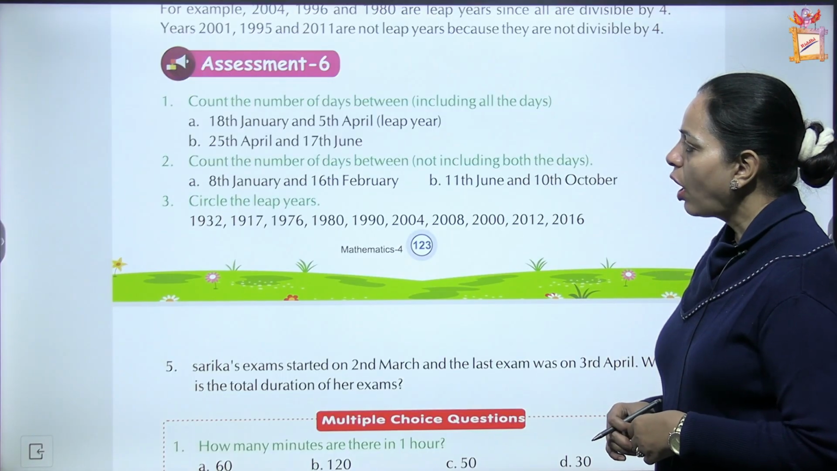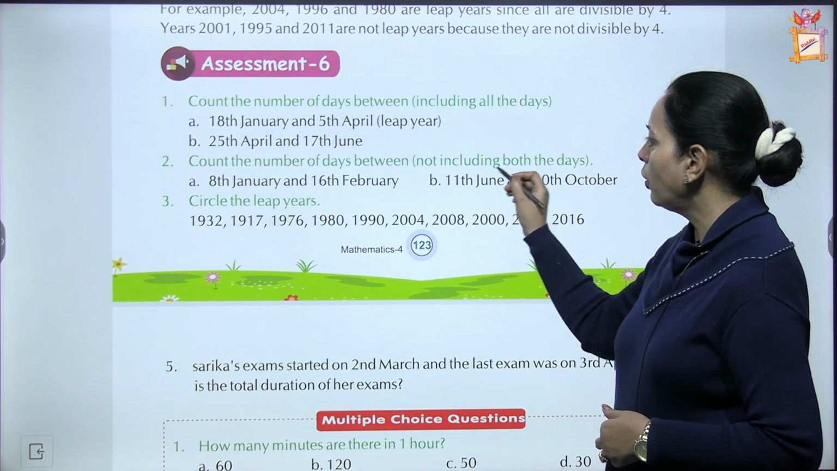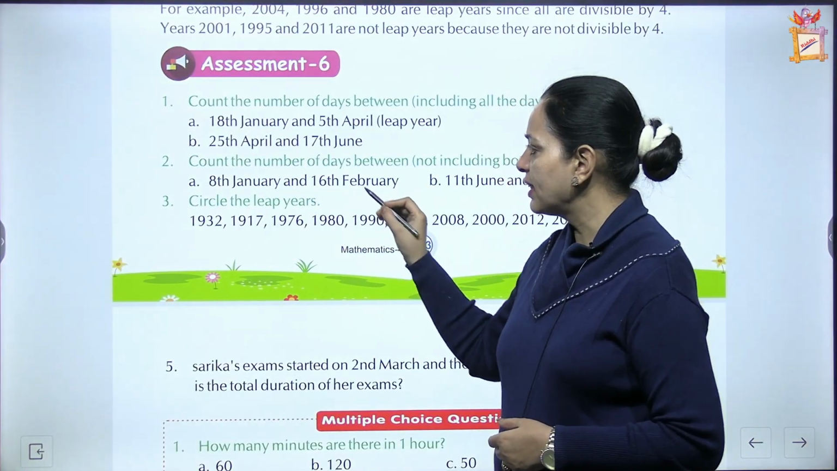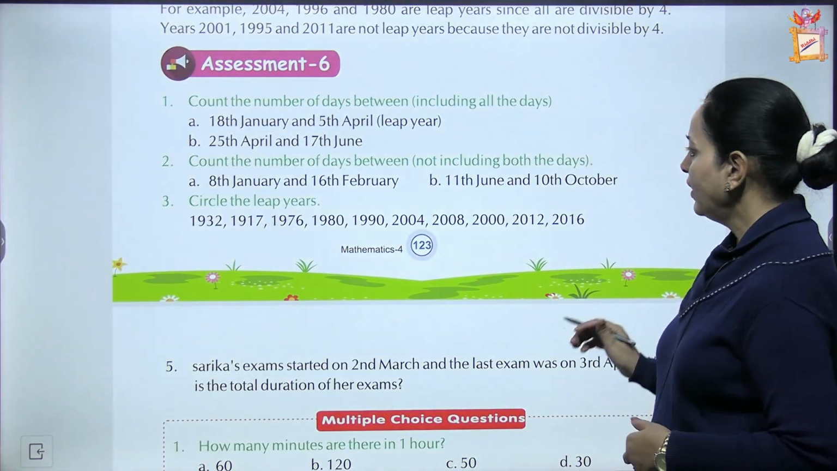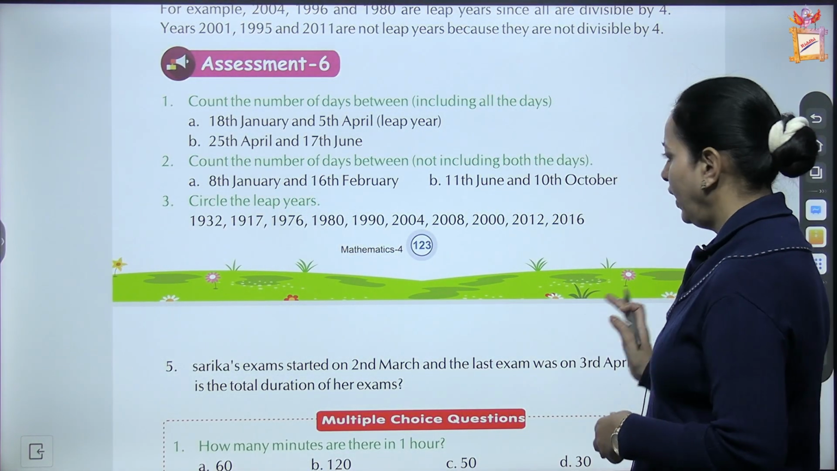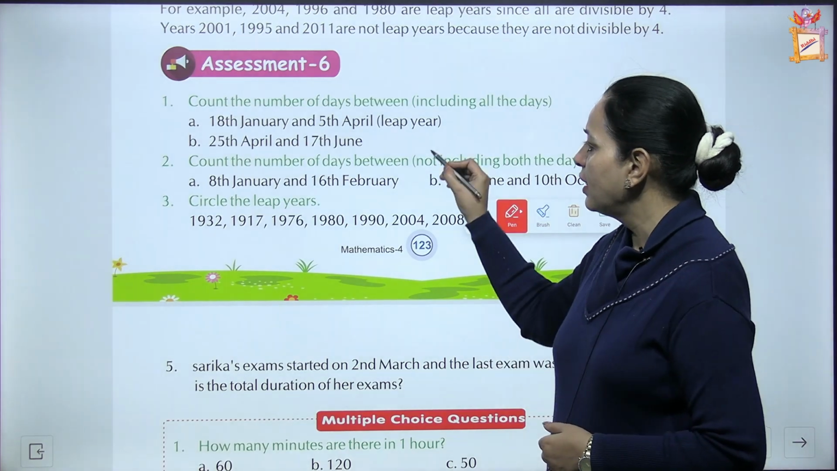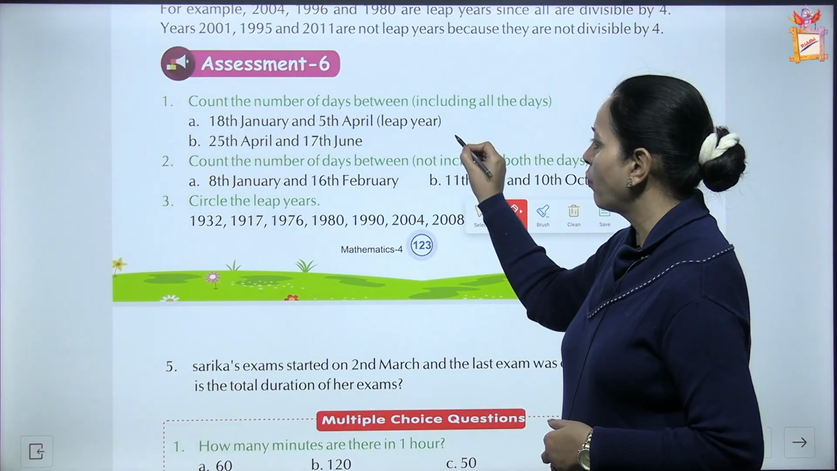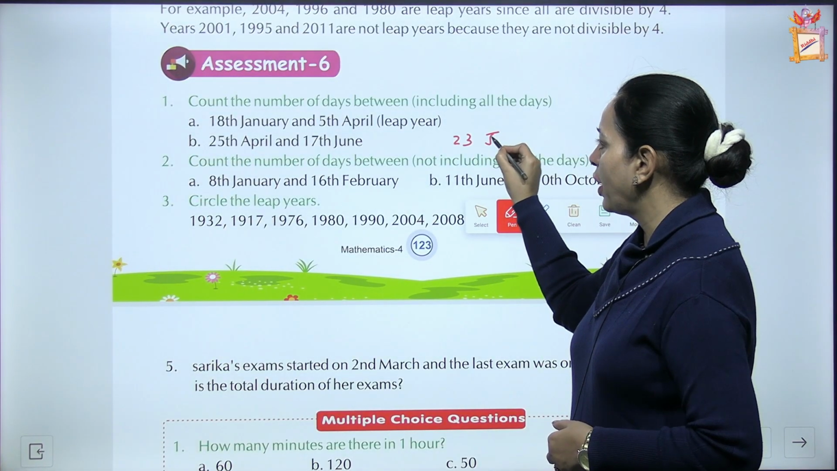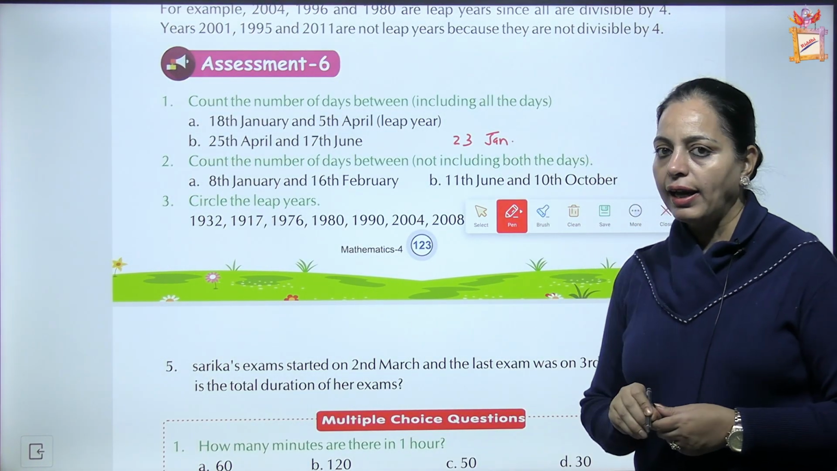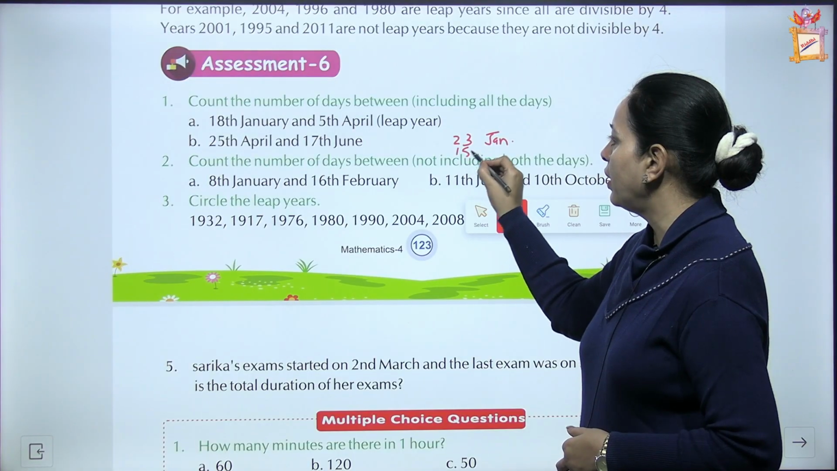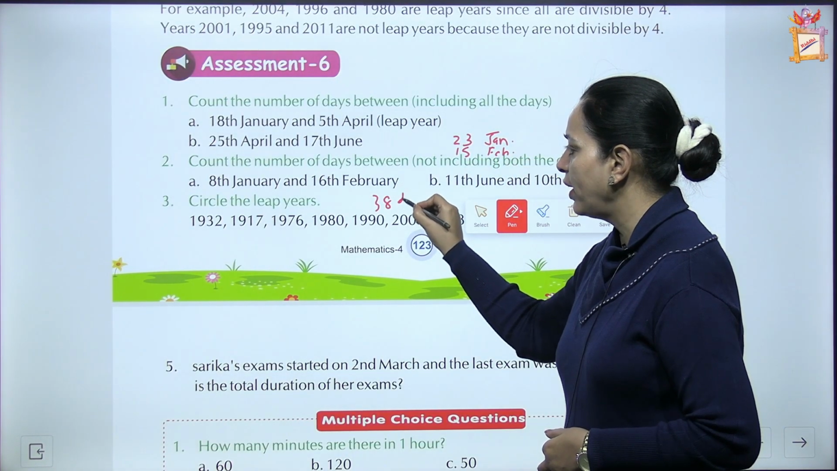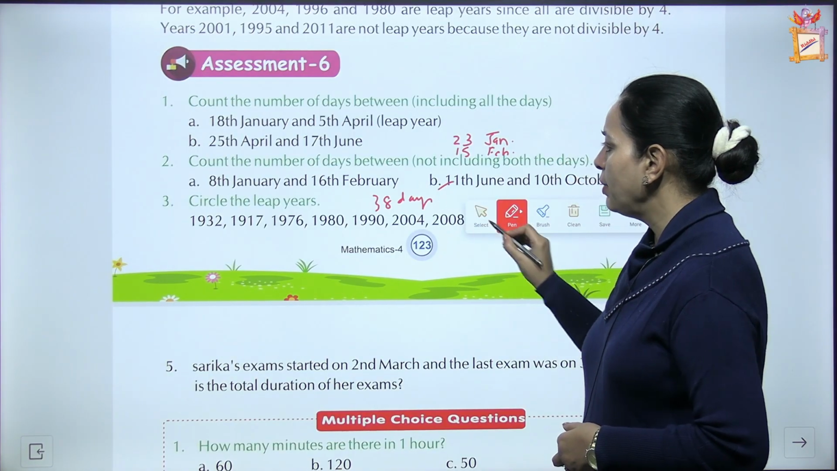The second one, count the number of days between, not including both the days, like A part, 8th January and 16th February. So 8th January, leave 8 days of January. How many days? You know, in January we have 31 days. So 23 days in January month and 15 days in February. So total is 38 days, right? Similarly, you can try B part.